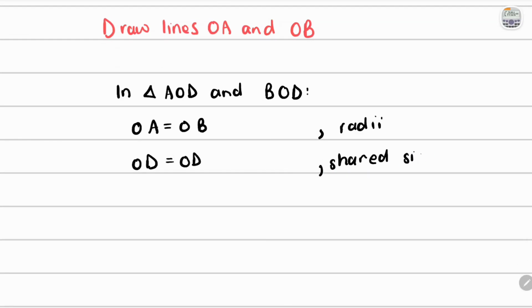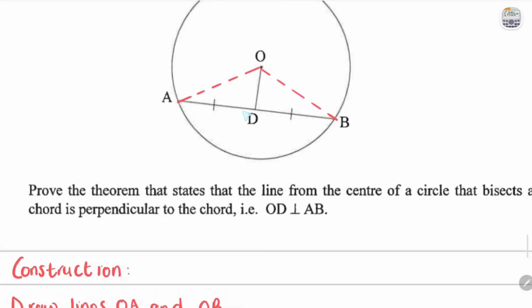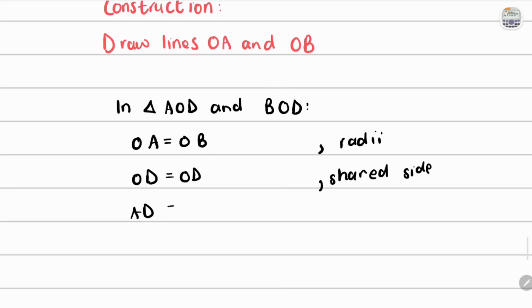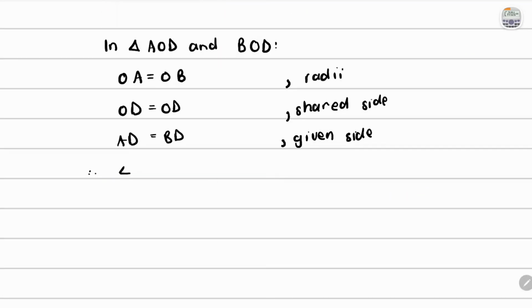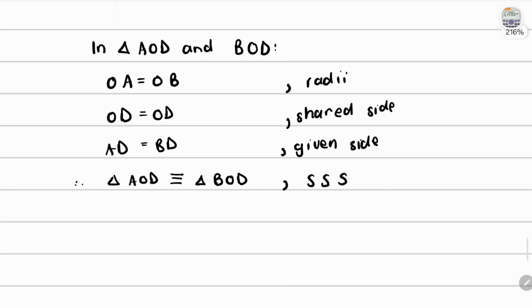And then we have one more side that is equal. They already told us that AD and BD were equal, so we can say that AD is equal to BD, and this is because it was given. So this concludes that triangle AOD is indeed congruent to triangle BOD because we have three sets of equal sides. Three corresponding sides are equal in each triangle.